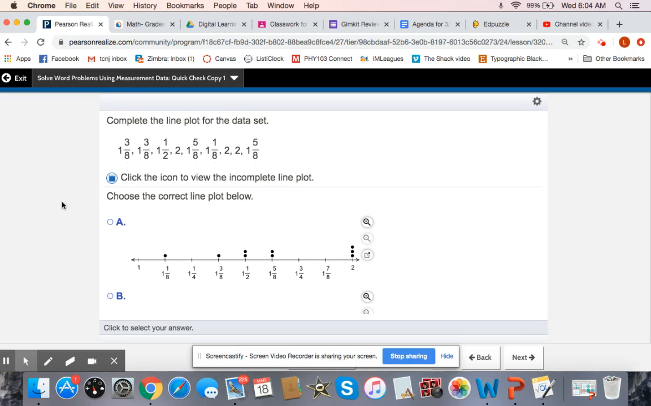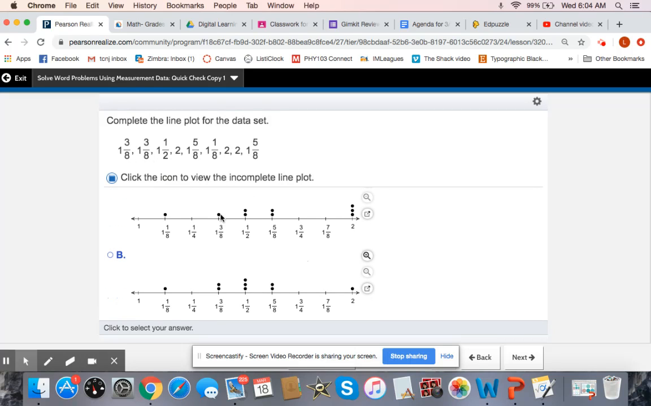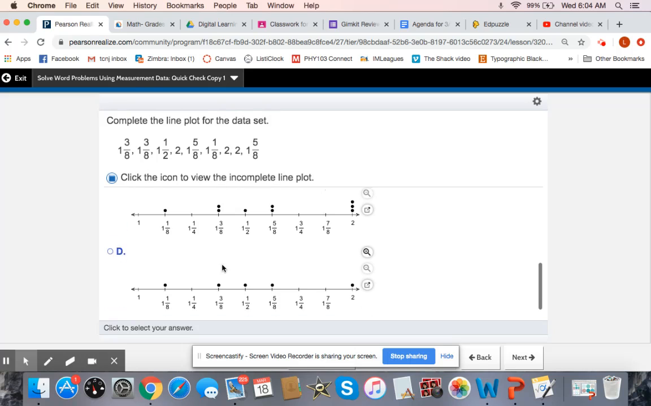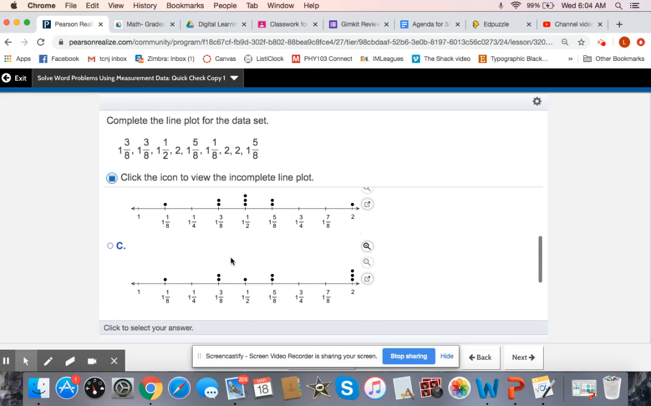There it is. All right, so I'm going to look at, let's see, I see that there's 2 1 3/8. So this one only has 1 1 3/8. This one has 2, and that one only has 1. So we're stuck now between these two. Let's see, 1 1/2. I only see 1, and that one has 3, so it must be C.